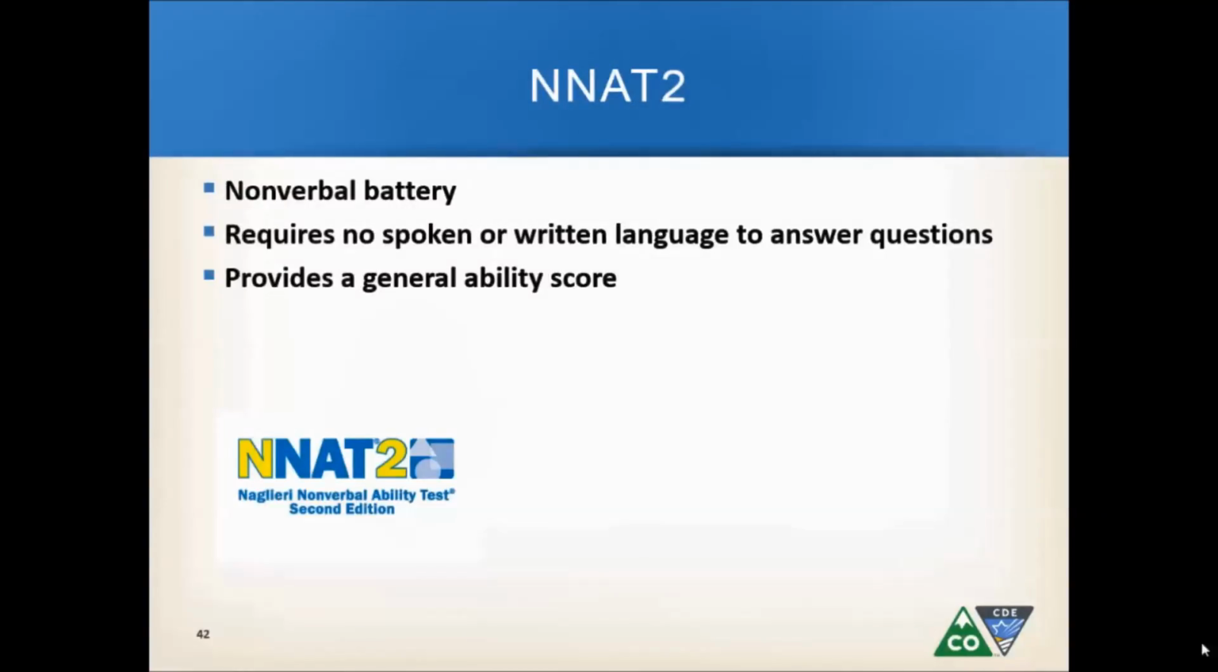Some districts also are administering the Naglieri Nonverbal Ability Test. This is a test of only nonverbal type questions and requires no spoken or written language to be able to answer these questions. But this type of assessment is still providing us that general ability score.